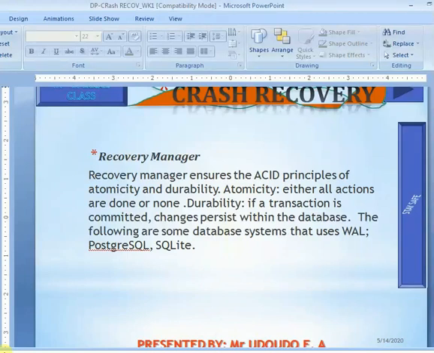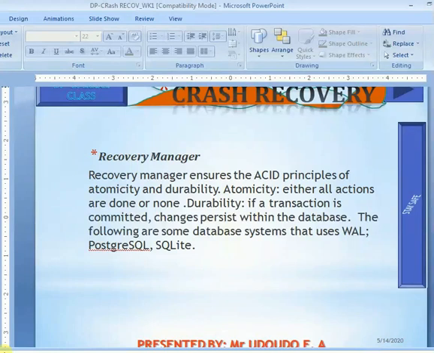And so what about atomicity? The tiniest part of an atom, the smallest part of a particle. So atomicity refers to every tiny transaction, no matter how small, being taken note of. And then durability refers to the lasting of that particular transaction or transactions. So you see that the recovery manager is to ensure that these things are followed up.